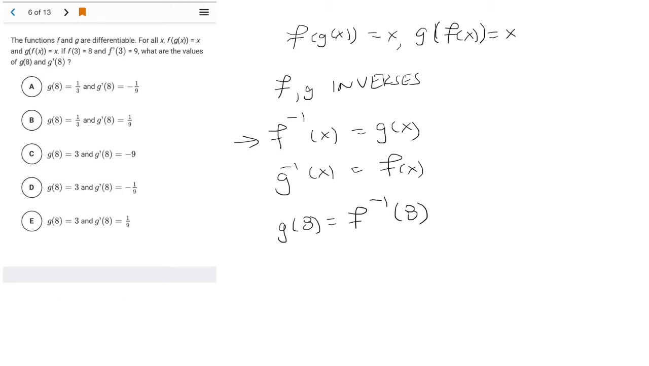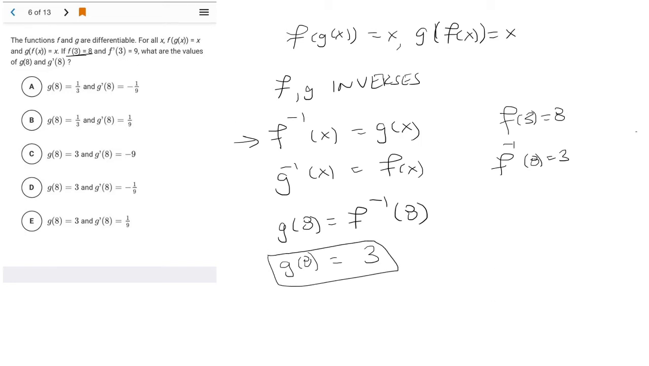All right, now we have to use what's given. So here it says f of 3 is 8. Okay, so let's write it down here. f of 3 is 8. That means f inverse of 8 is 3. And the reason this is true is because when you switch the x and the y, you have to apply the inverse. Okay, so f inverse of 8 then is 3. So g of 8 is 3.